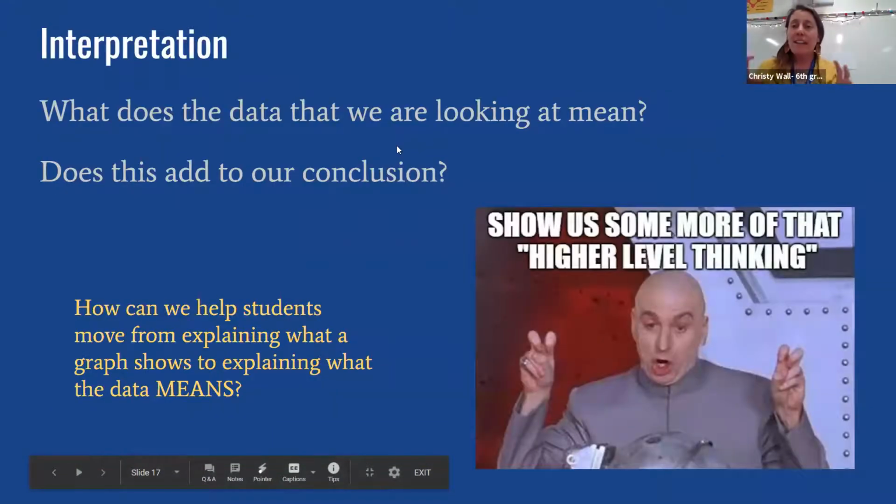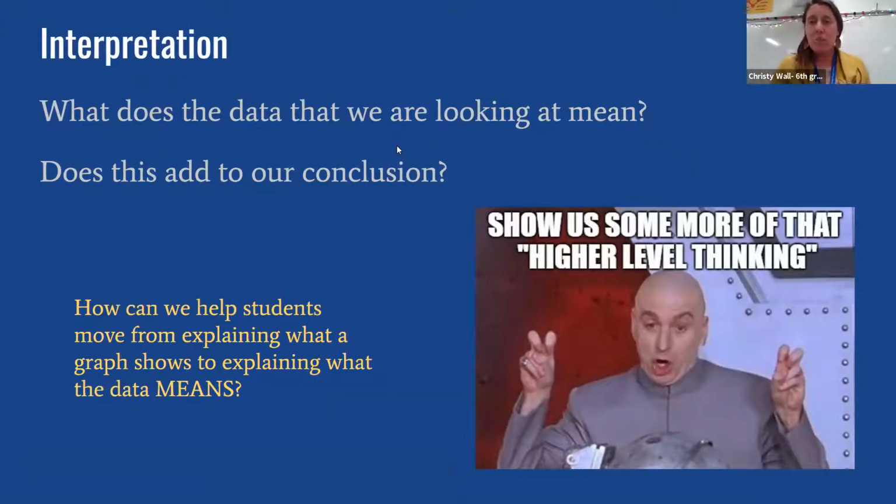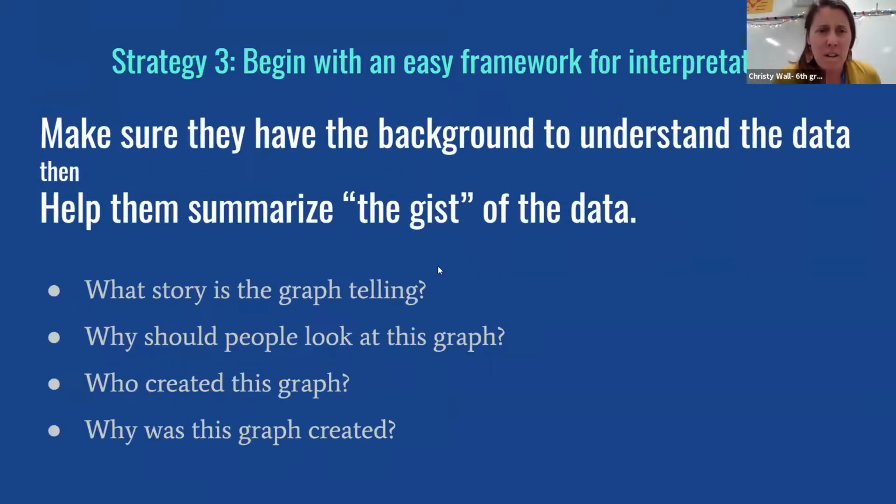So once they can analyze a graph, once they can say, okay, what story is the graph showing us, then we have to say, okay, so now we have all this data. This is what's happening with the data, but what does it mean? And can we use this to support a conclusion? So how can we help our students move from explaining what the graph shows to saying, okay, so now what does this mean, right? So here is my third strategy.